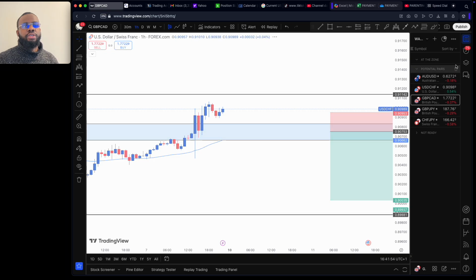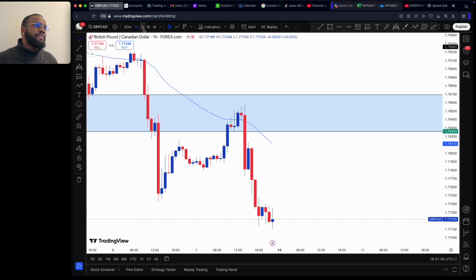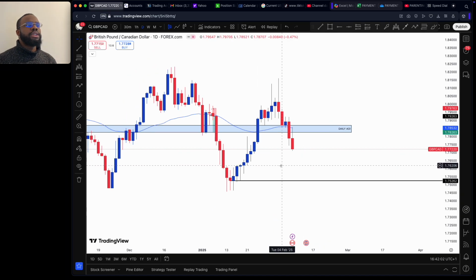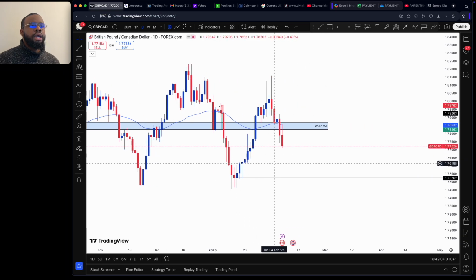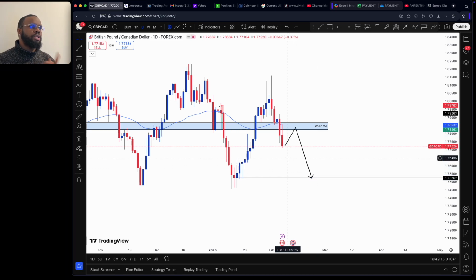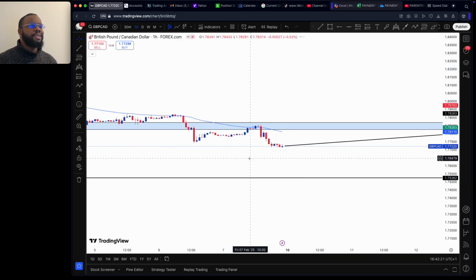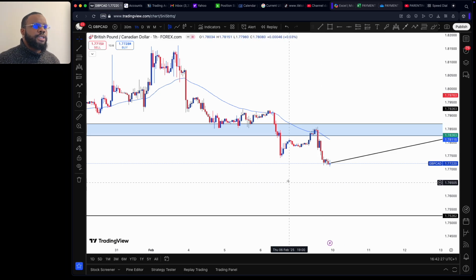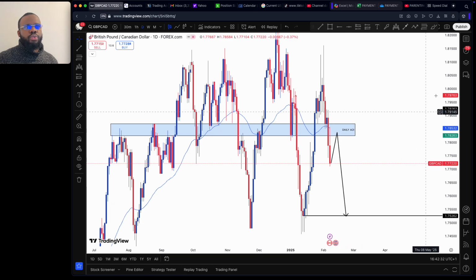Then the next one we have GBP CAD. GBP CAD has been doing, I don't understand, but what I can see here is this is simple. This is a daily time frame. I want to see a retrace to this place, then to sell GBP CAD. If it doesn't do this, I will not trade GBP CAD, because the 1 hour time frame is something that I can't actually explain that much. But I want to see a pullback to sell GBP CAD.